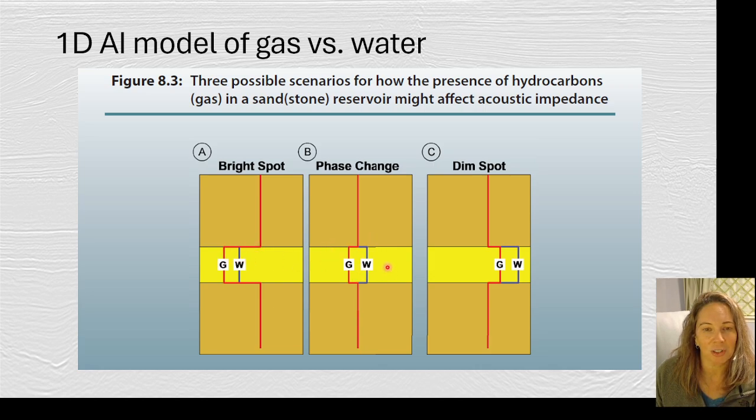And then a phase change: as you go from shale to water, you have an increase, a positive reflection coefficient. But as you go from shale to gas, you've got a negative one. That means the polarity of the wavelet in your reservoir is going to flip as it goes from the gas leg down to the water leg. And then a dim spot is the opposite of a bright spot, where you have a higher amplitude in the water leg of the reservoir than you do in the gas leg of the reservoir.